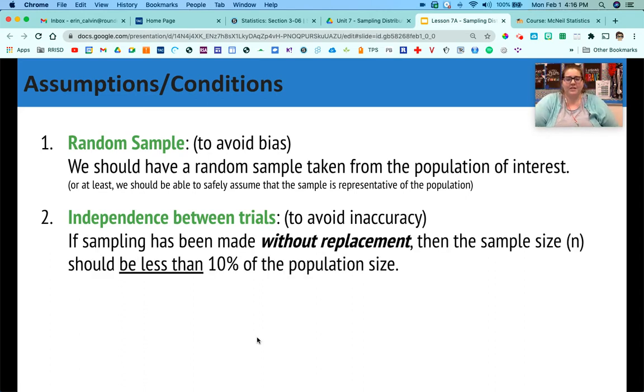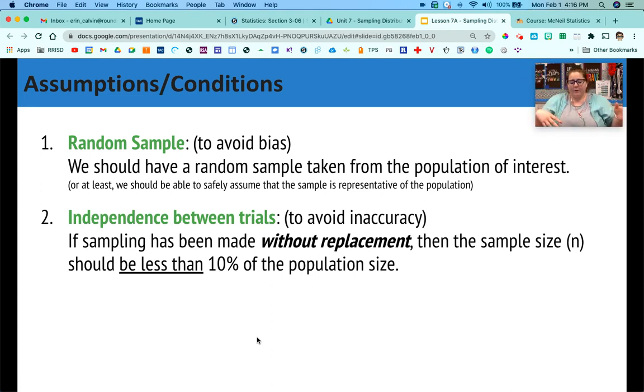And we talked about this towards the very end of binomial, but the same thing applies here. So if sampling has been made without replacement, then the sample size, which is n, should be less than 10% of the population size. Or we can say it the other way and say that our population size needs to be at least 10 times the sample.